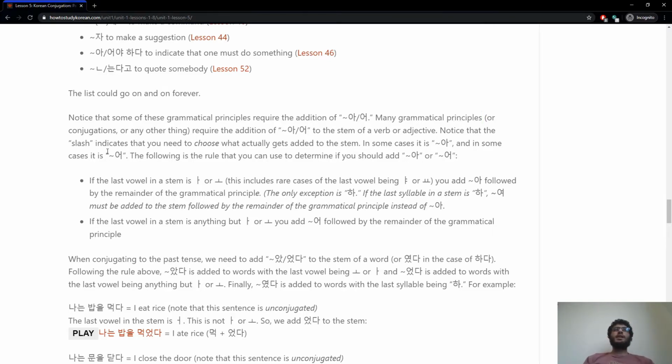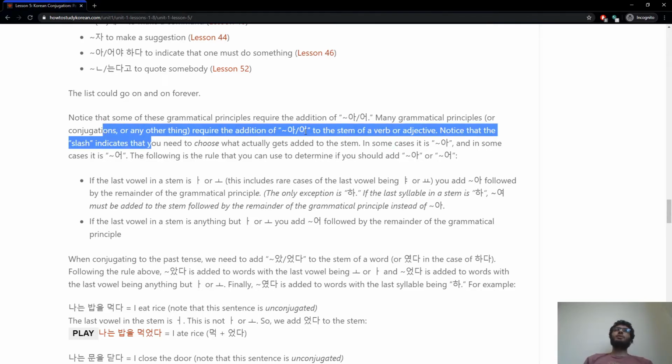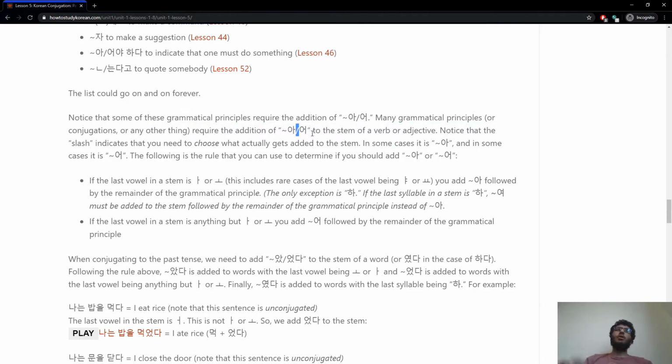Notice that the slash indicates that you choose. Yeah, so you're choosing one or the other. Kind of like how we had the slash between 이 and 가 and 는 and 은. It's one or the other. You don't add both. I've seen people add both. It's one or the other. So in some cases you'll be adding a, in some cases you'll be adding o.